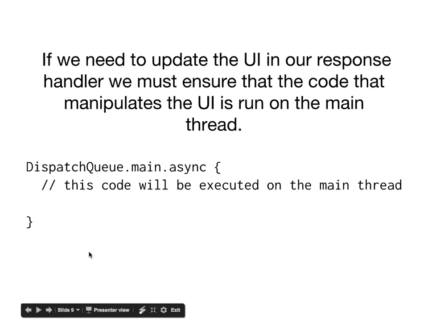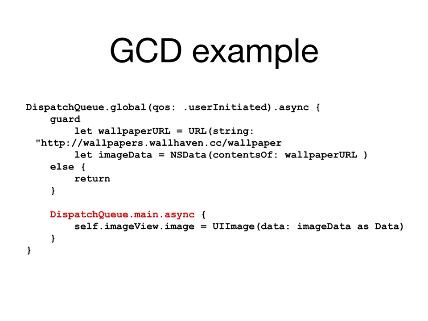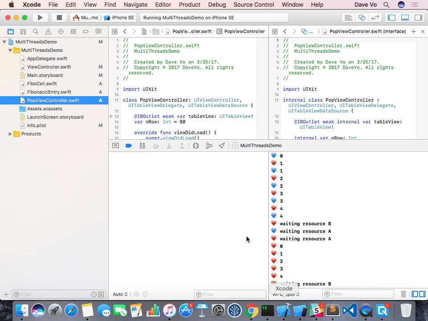So with the image, you can download it in the background, but when you want to update the image, you need to put it into the main thread. We have this one, DispatchQueue.main.async. Later we will go to the code and see how we use that. So this is an example. Let's go back. We want to do some fun things here.